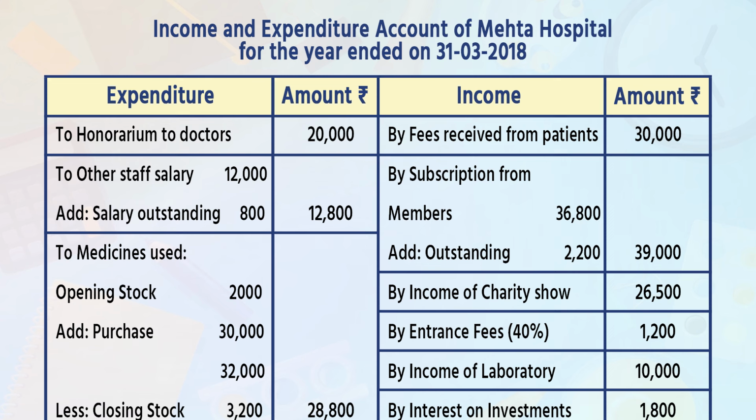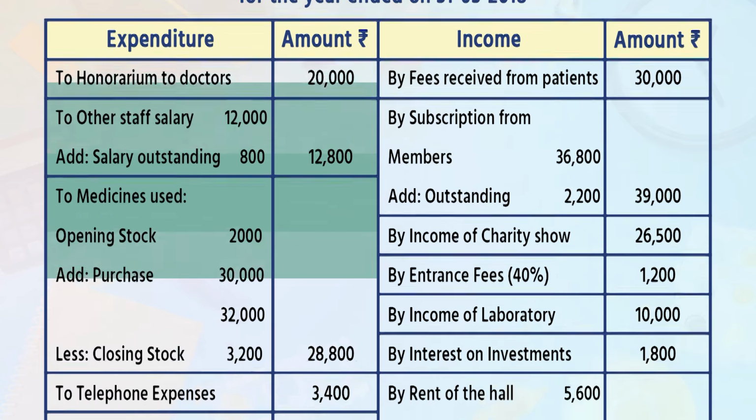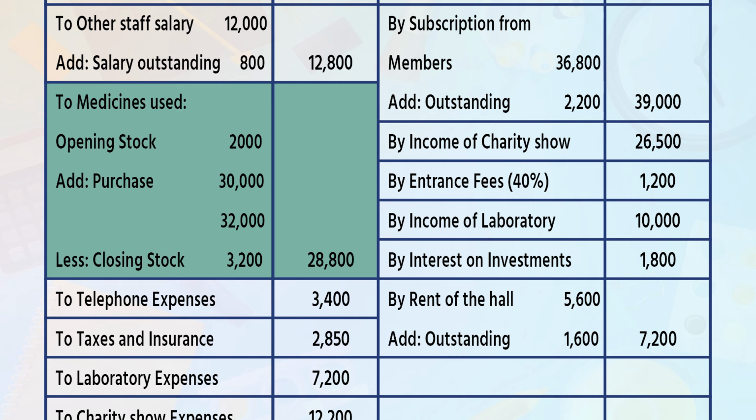Now we are going to prepare income and expenditure account of Mehta Hospital for the year ended on 31st March 2024. Expenditure side, first we will see honorarium to doctors 20,000, other staff salary 12,000 in the inner column, then we have to add outstanding salary 800, total of both 12,800 to the outer column. Medicine used, again opening stock of it, that is 2,000 rupees, we have to add purchases 30,000, total 32,000, then we have to deduct closing stock, that is 3,200. So total of all of this is 28,800 in the outer column.